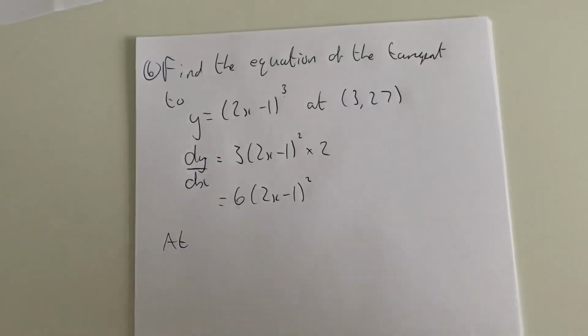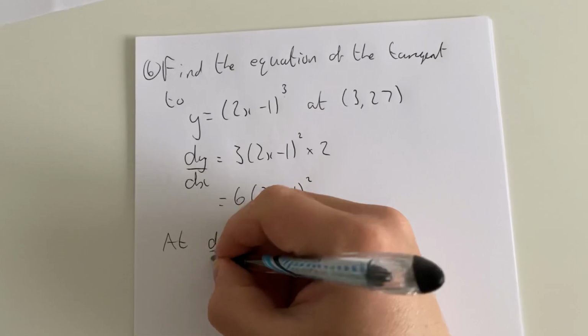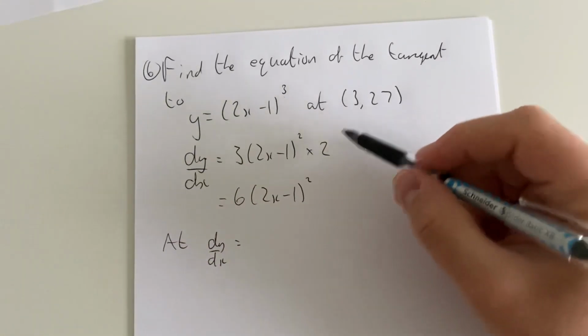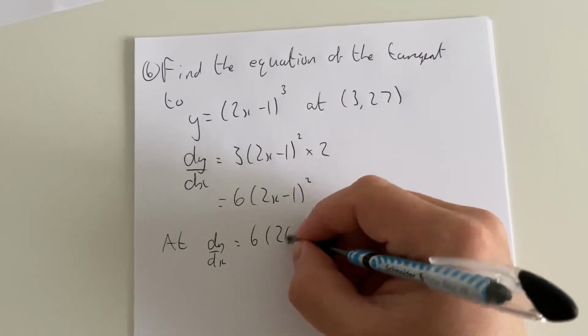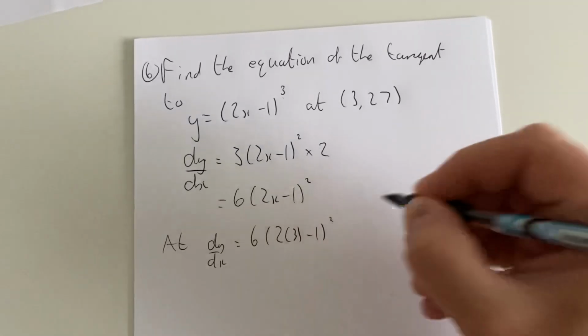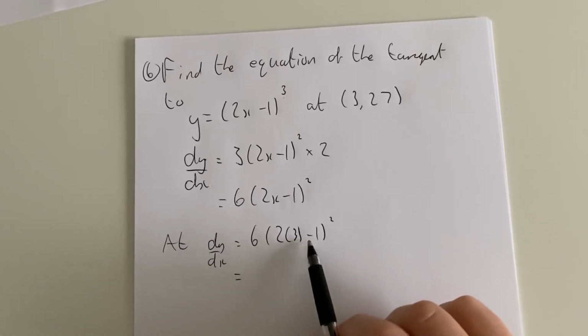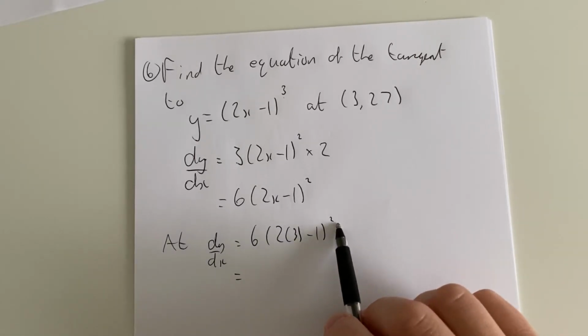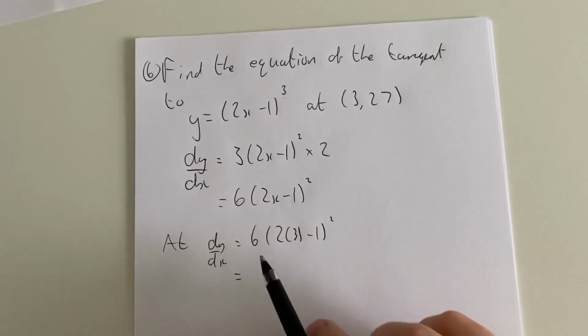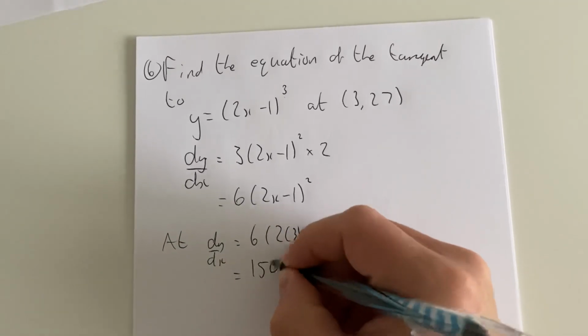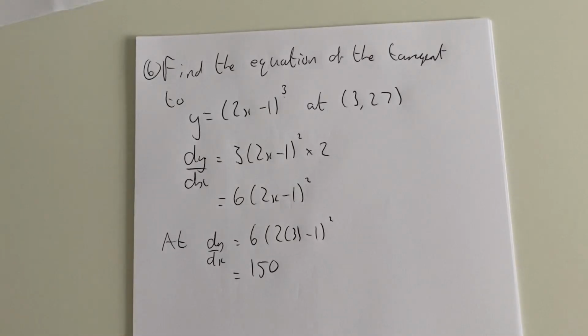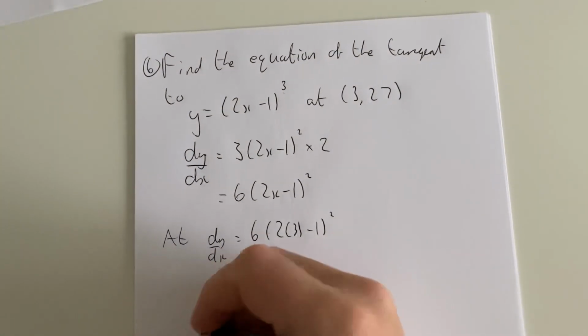Now we want to find out what the gradient is at a certain point, at (3, 27). So what we're going to have to do is plug x equals 3 into that function. So 6 lots of (2 lots of 3, take 1) squared. So 2 times 3 is 6, minus 1 is 5. Squared is 25, times 6 is 150. So that means we have a gradient of 150.